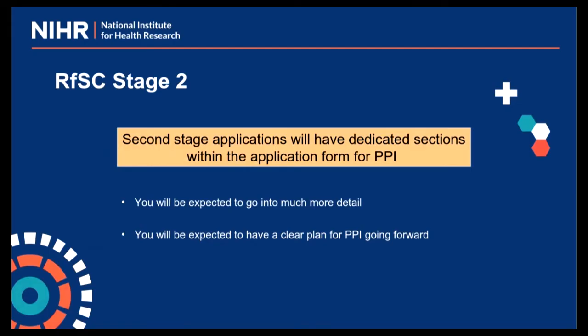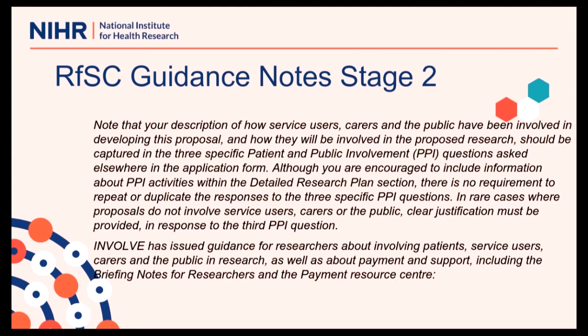So in the second stage of the application process, you'll be expected to go into much more detail, and you will actually have a dedicated section to explain the public involvement work that you've done and your ongoing plans here. The guidance notes in second stage state that your description of how service users, carers and the public have been involved in developing this proposal and how they will be involved in the proposed research should be captured in 3 specific patient and public involvement questions asked elsewhere in the application form.